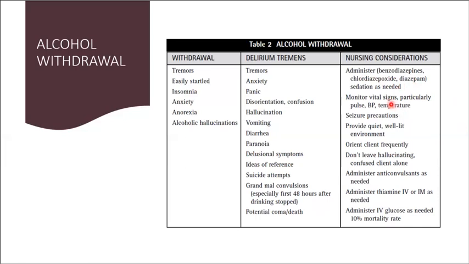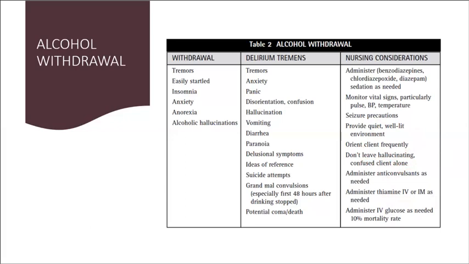We also need to monitor vital signs, particularly the pulse, the blood pressure, and temperature. Assess and monitor for seizures and put in some precautions. Provide a quiet, well-lit environment. Orient your client frequently. You don't want to leave a hallucinating or confused client alone, so you want to stay with your patient. We would also need to administer anticonvulsants as needed.